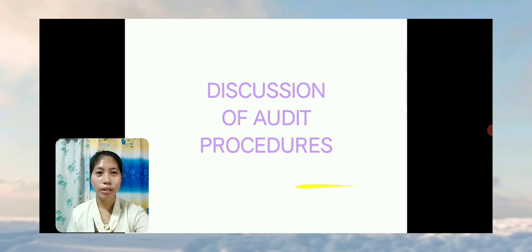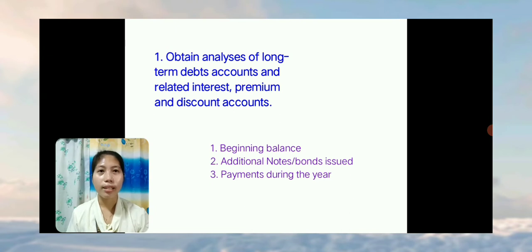Discussion of audit procedures. First, obtain analysis of long-term debts, accounts, and related interest, premium, and discount accounts. The long-term debt accounts may include bonds payable, mortgage payable, and long-term notes payable. The analysis of these accounts will show the following: beginning balance, additional notes or bonds issued, and payments during the year. The schedule will also present the beginning balance of interest payable or prepaid interest, interest expense, interest paid, and ending balance of interest payable or prepaid interest.